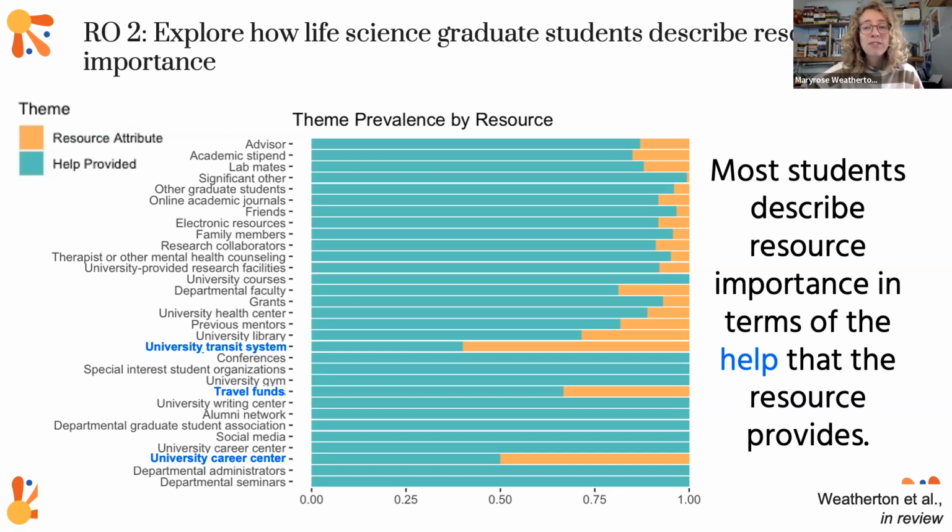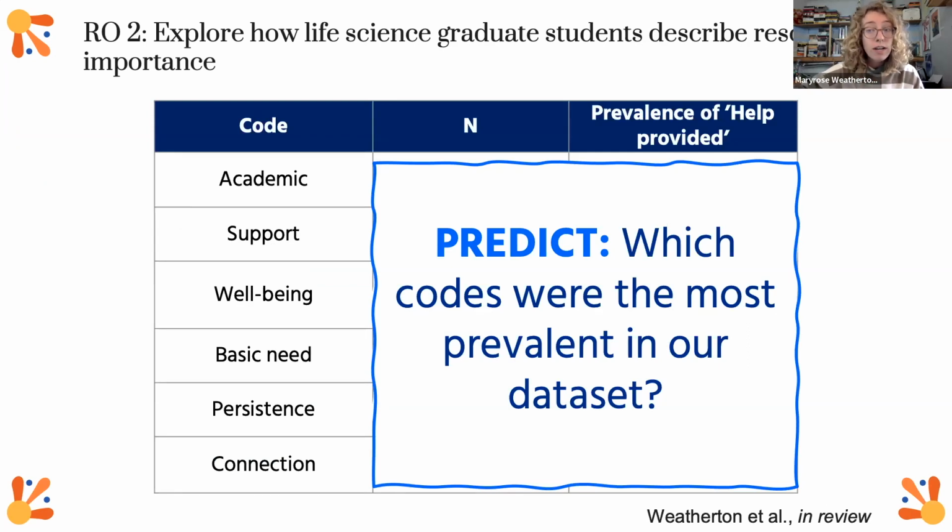But now that we know that resources are most often used because of the help that they provide, let's dive deeper into that theme specifically and look at how frequent those help provided codes were across our data set. So this table is going to show us the number of times that a code was used in our data set and its overall prevalence within the help provided theme, but I've been talking for quite a bit, so I want to hear from you all. So before I reveal this whole table, I want you all to predict in the chat which codes you think were most prevalent in our data set. So take about 30 seconds now, and then we'll move on and we'll see if you're right. So those 30 seconds are going to start right now.